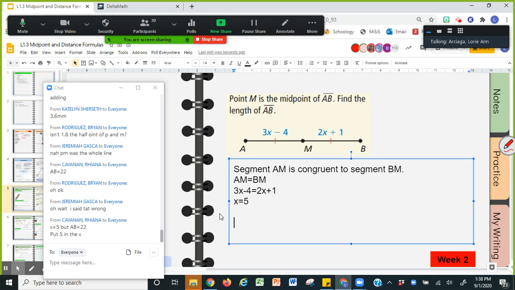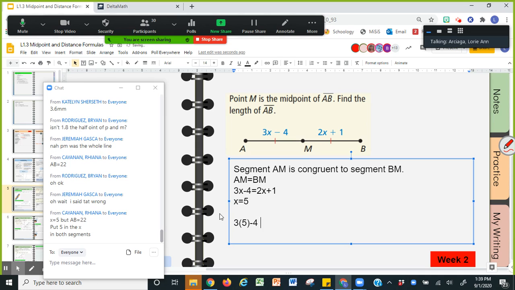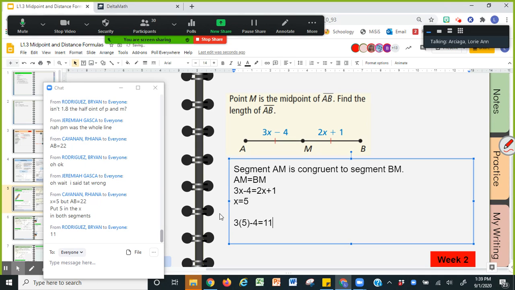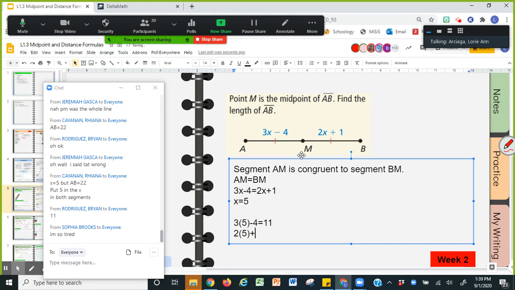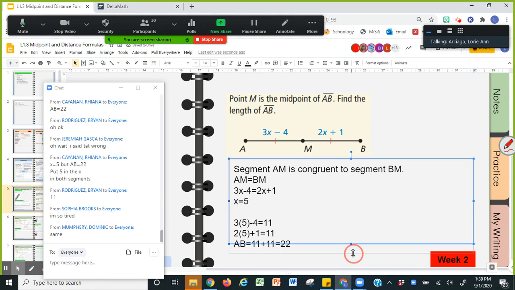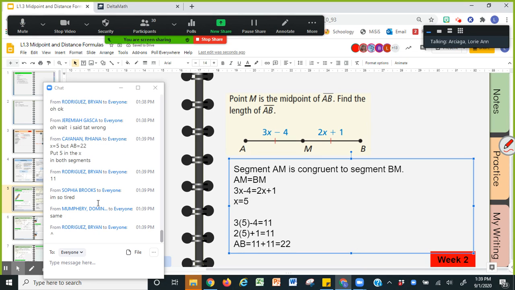Awesome. So if I add them together, I get 3 times 5 for x, take away 4. That's 15 minus 4, which is 11. And the other portion, we expect that to be 11 as well because this is the middle. So 2 times 5, add 1, that should be 11. Combining them according to Rihanna, AB is equal to 11 times 2, which is equal to 22. That's awesome. Good job.